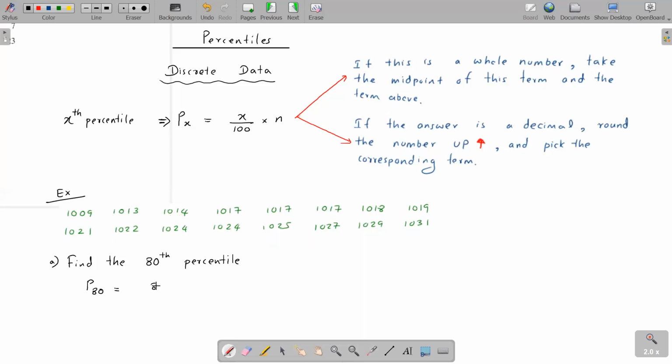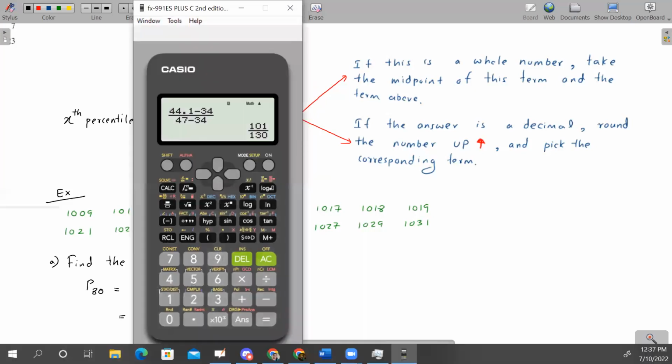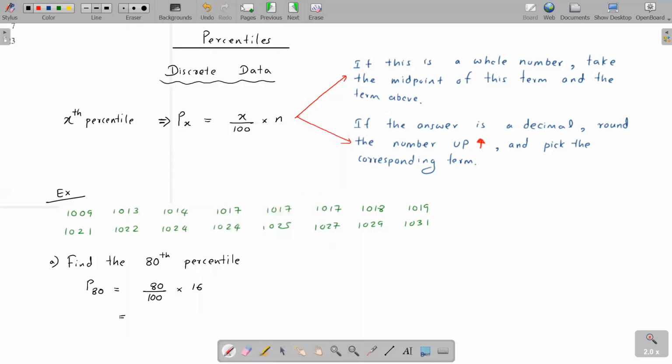So P80 is 80% or 80 over 100 of how much? How many data points are we working with here? 1, 2, 3, 4, 5, 6, 7, 8 times 2. There are 16 data points. So 80% of 16. What is the position? 80% of 16 is 12.8. So you can see you get a decimal figure, 12.8.